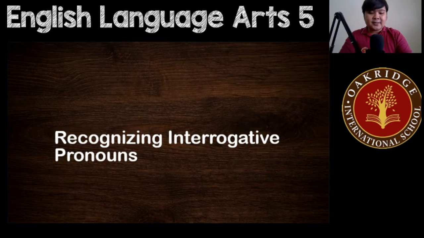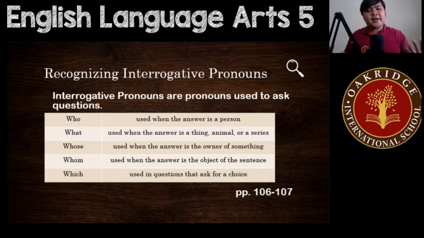Our topic for today would be recognizing interrogative pronouns. Okay, so what are interrogative pronouns? Interrogative pronouns are pronouns used to ask questions, and you have 5 different interrogative pronouns. We have who, what, whose, whom, and which. Okay, take note of the pronunciation. Who, what, whose, whom, which.